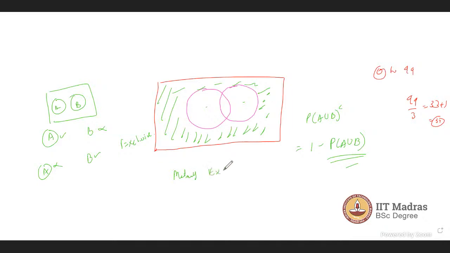Mutually exhaustive is, suppose I toss a coin, right? Possibilities are head or tail. I would get one of these outcomes for sure. So that's exhaustive.